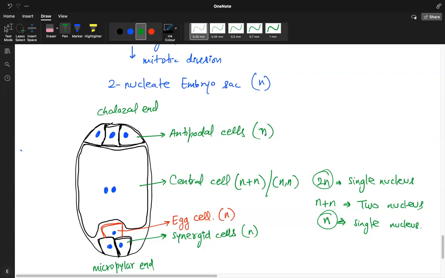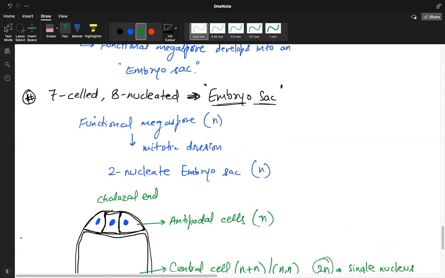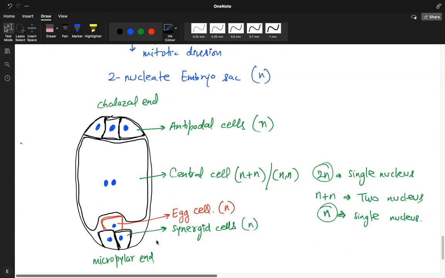If you count the total nuclei, 1, 2, 3, 4, 5, 6, 7, 8. So it is 8-nucleated. But if you count the cells, there will be only 7 cells. So that's why it's called a 7-celled and 8-nucleated structure. Is it clear, everyone? Yes.